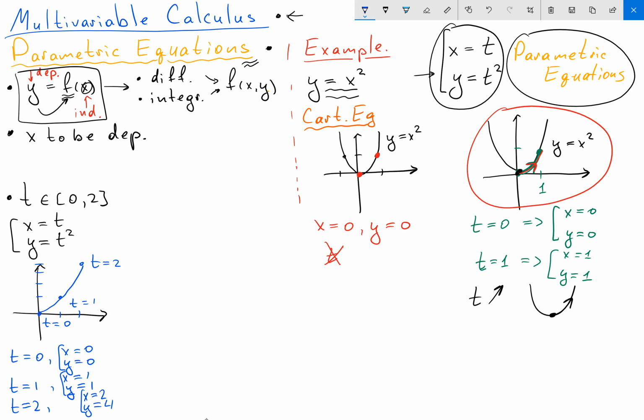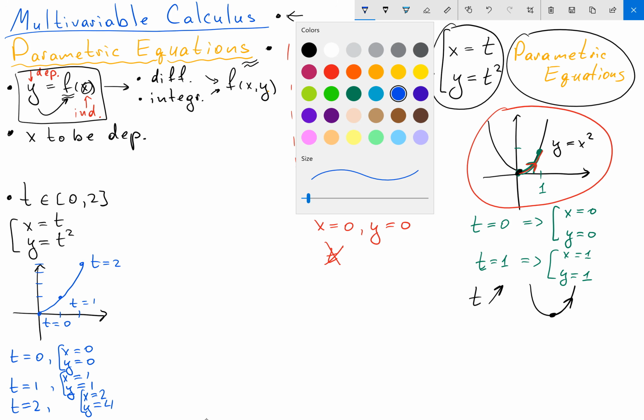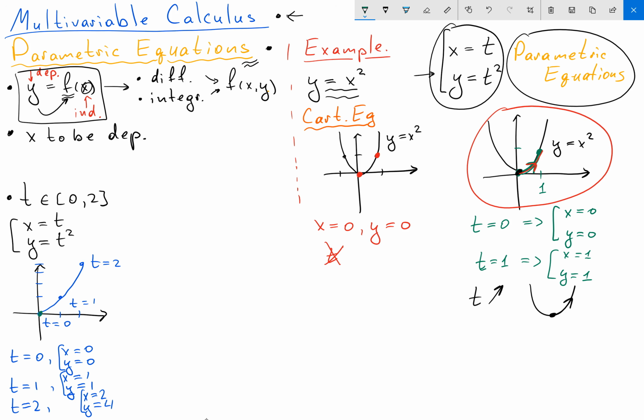So we have this graph. And let me give you a little bit of notation. So this point is called the initial point, because the graph starts at this point. And this point is called the terminal point, because it's the point where my particle stops. Okay, so we can see when t changes from 0 to 2, this is my path.